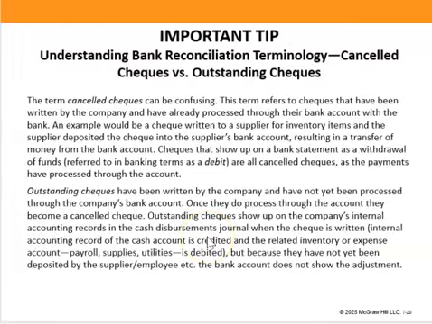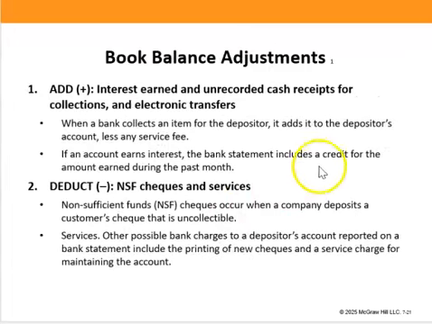Okay. So another tip, this is just around language. Canceled checks means that it's cleared our system and cleared the bank, but an outstanding check means that it's gone through our system, but it hasn't cleared the bank yet. Okay. So book balance. One way to keep it straight, bank balance means your actual bank. Book balance means your actual books.